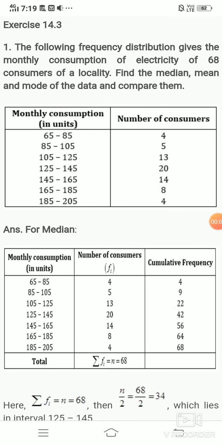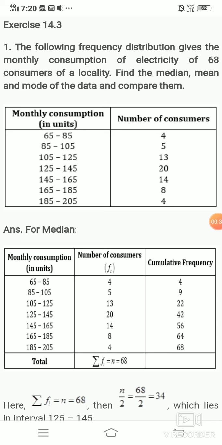Dear students, now we are going to discuss exercise 14.3. This exercise is the base of a median. Now we need to identify the formula and also what is our middle place. So for that, first we need to find the cumulative frequency table. From this, we are going to identify the total number, small n.